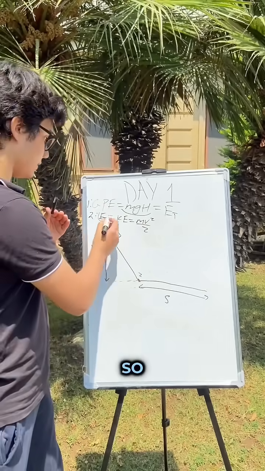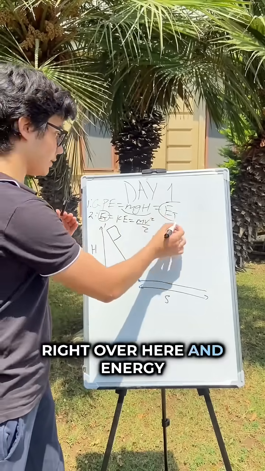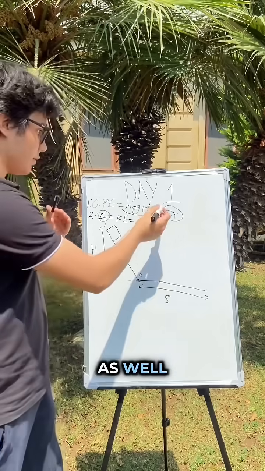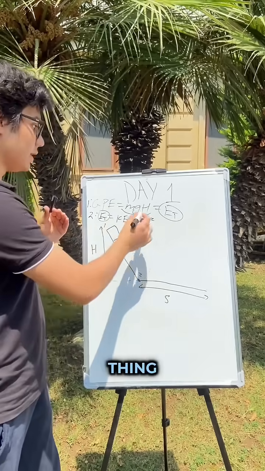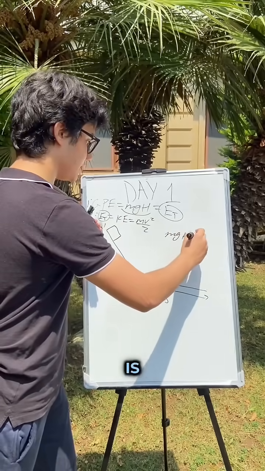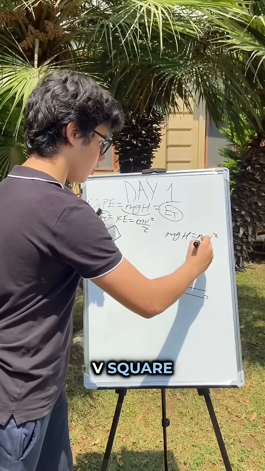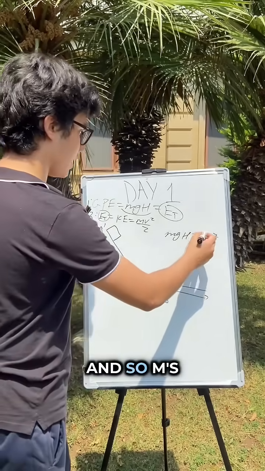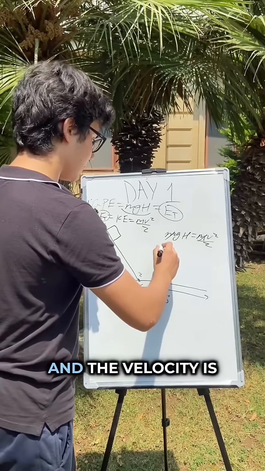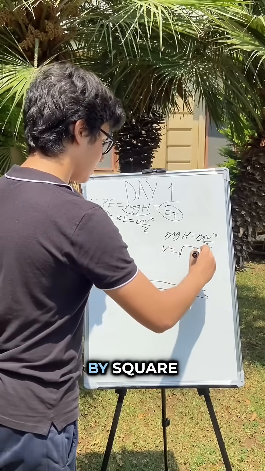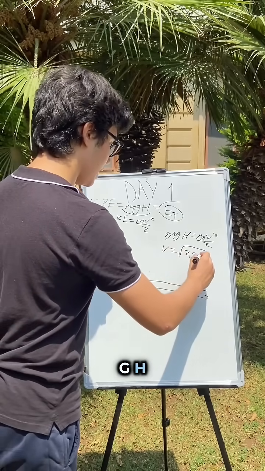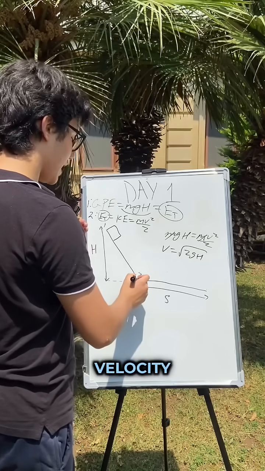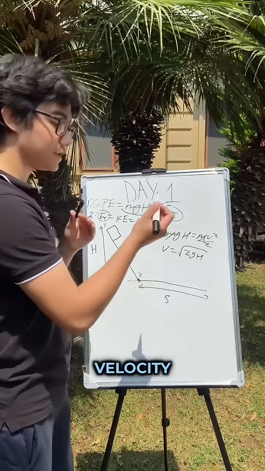And so since we have total energy right over here and total energy right over there as well, we can equate them since they're the same thing. mgh is equal to mv squared over 2. And so the m's cancel out over here, and the velocity is given by square root of 2gh. This is going to be the velocity at this point right over here, the velocity of the block.